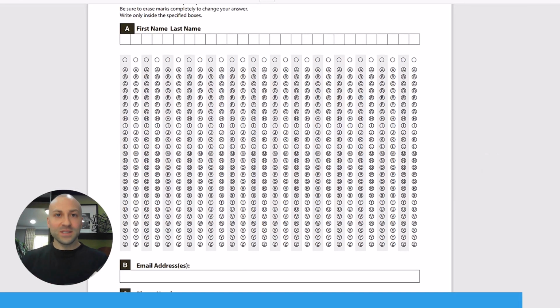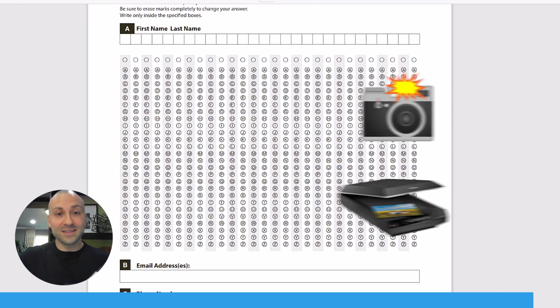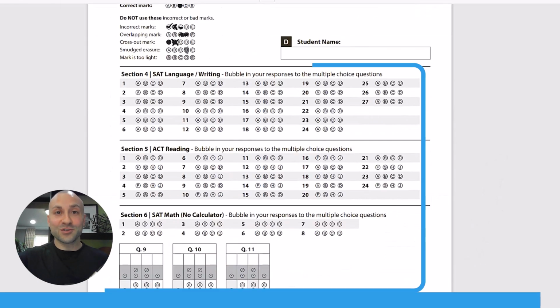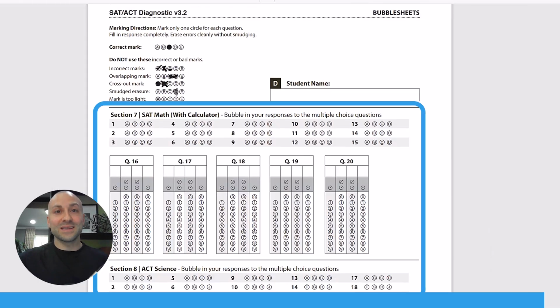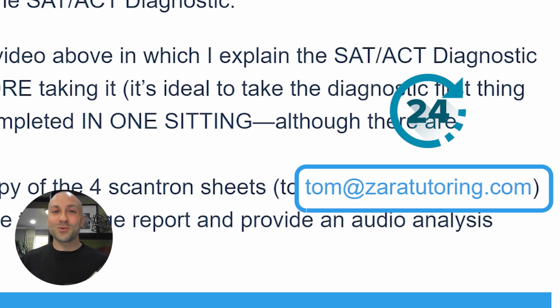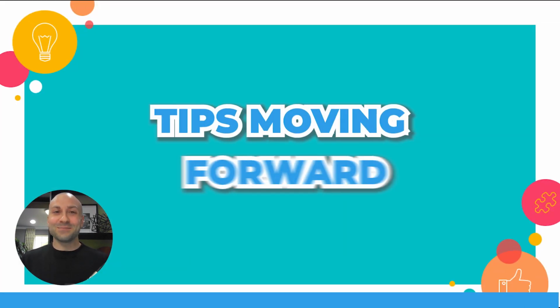When you're done, no need to grade it or do anything on your end. Just immediately either take pictures of or scan these 4 documents. This one with your name and email addresses, the scantron with sections 1 through 3, the scantron with 4 through 6, and the scantron with sections 7 and 8. Send them to me at tom@zaratutoring.com, and within 24 hours, I'll generate the 9-page report, the 15-minute audio analysis, and tips moving forward.